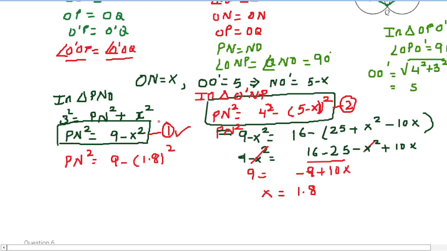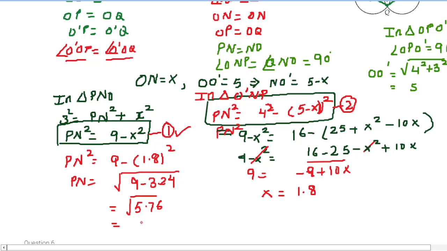So we will get Pn will be equal to square root of 9 minus 3.24, and it will be equal to square root of 5.76, and it will be equal to 2.4. So we have got Pn is 2.4.